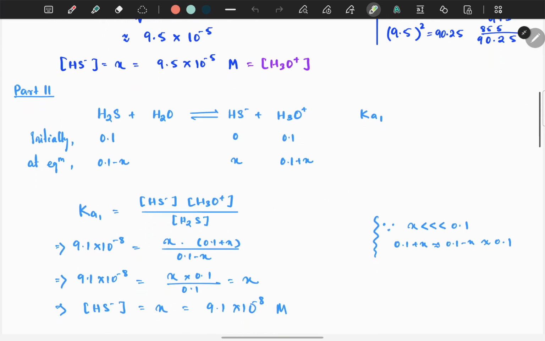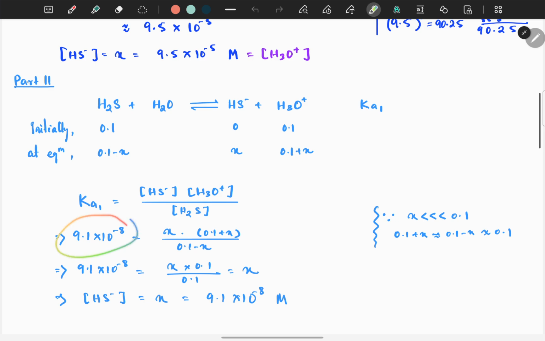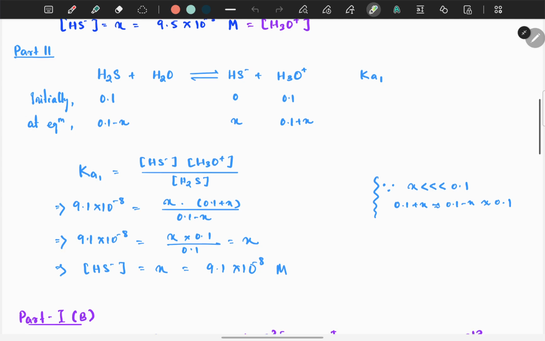Again, if we write the expression, the K value does not change with change in concentration. It will change only with the change in temperature, so it will remain constant. Again, by putting in the values of the concentrations, we will get 9.1 into 10 to the minus 8 is equal to X into 0.1 plus X divided by 0.1 minus X. But as the K value is of the order of 10 to the minus 8, the dissociation will be very less.